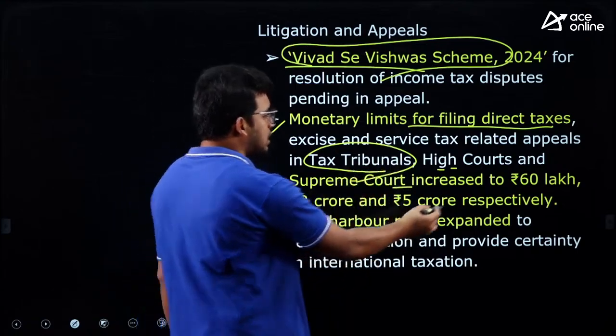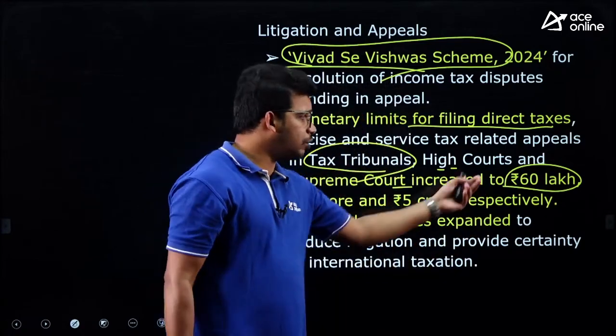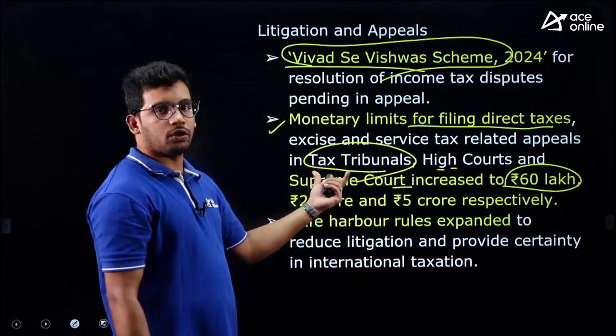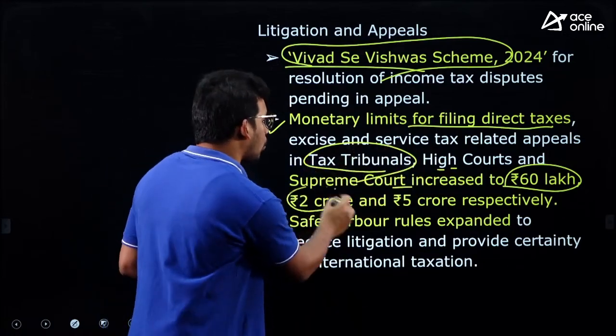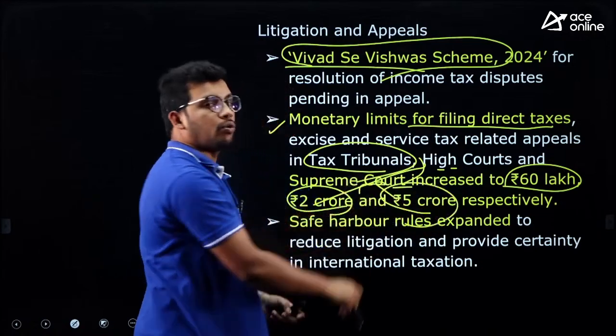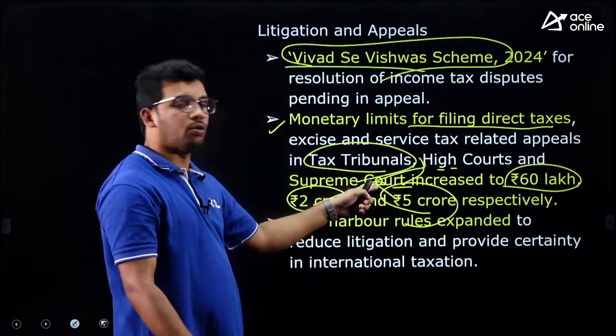So up to 60 lakh, if you are running a company and you are filing that there is a dispute with the 60 lakhs, now you can directly go to the tribunals. Then up to 2 crore you can directly go to high court, 5 crore then you can go to the supreme court. If you are having a dispute of 5 crore or more, you can directly go to supreme court.